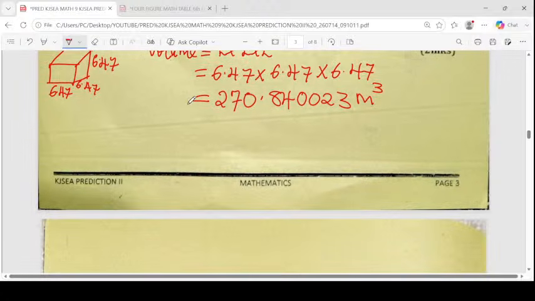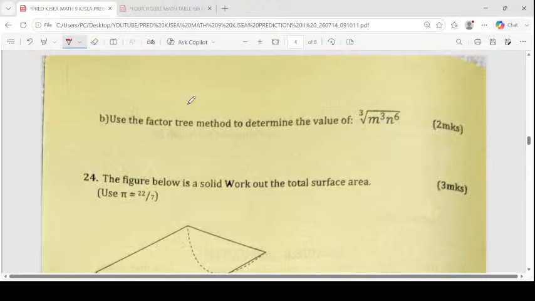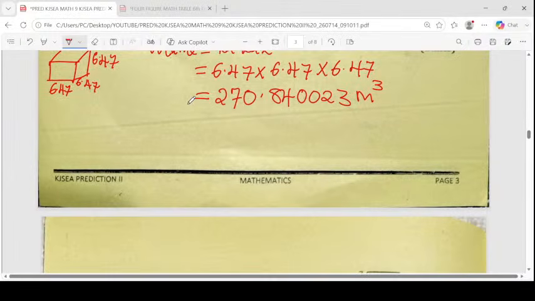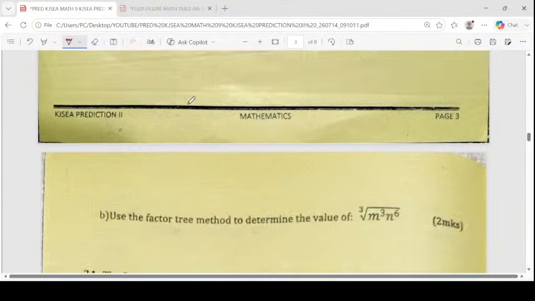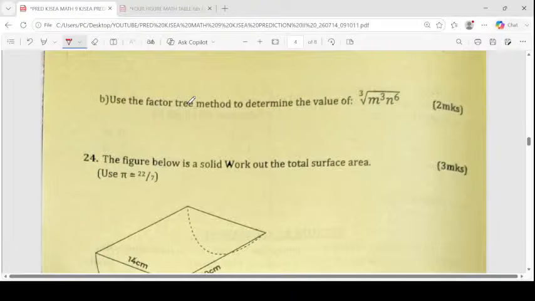Let me go to the next question, dear learners. After question 23, now we are going to question number 23 part B. We are now going to part B of the question paper, which says use the factor tree method to determine the value of the cube root of m cubed times n power 6. Its cube root now is what we are being asked to compute.